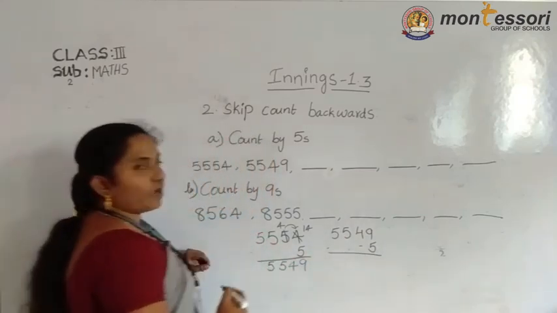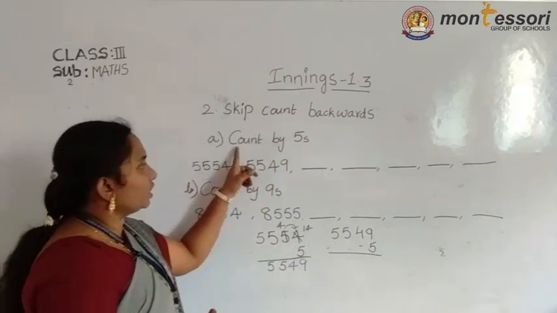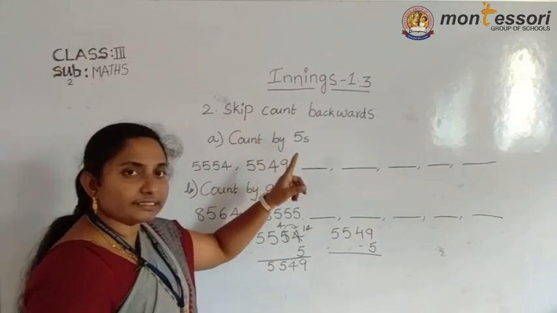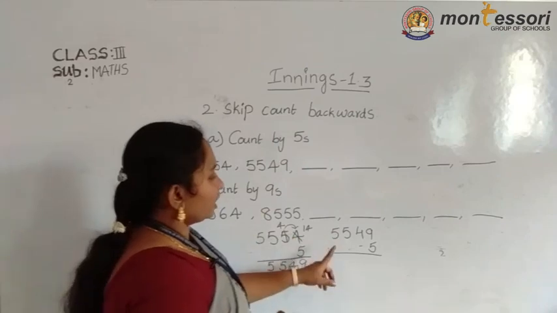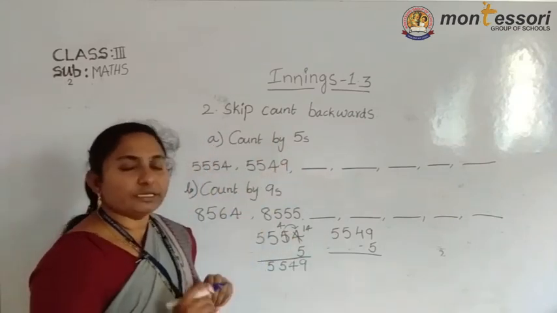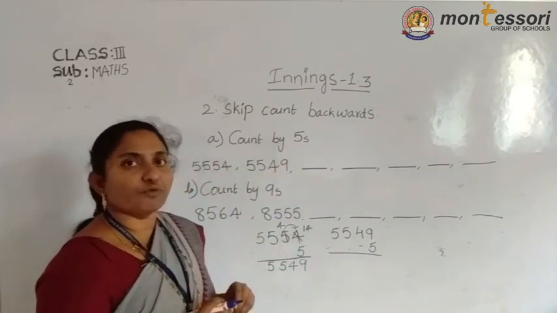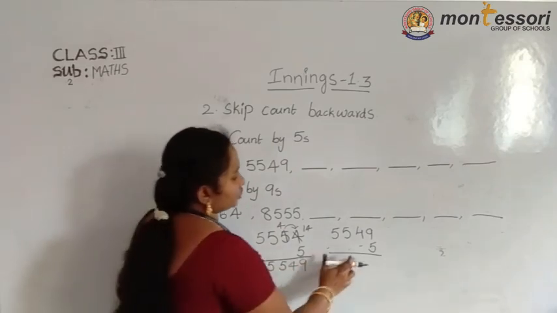Okay, minus 5. Why? What have they given here? Count by 5s. Means we can do the subtraction with the minus 5. Okay, what is the meaning of this word? Means we can do the subtraction with the minus 5. Okay, now I am doing the subtraction here.